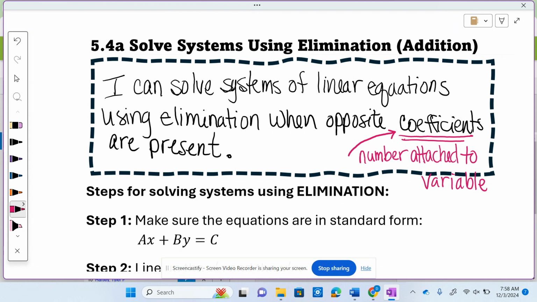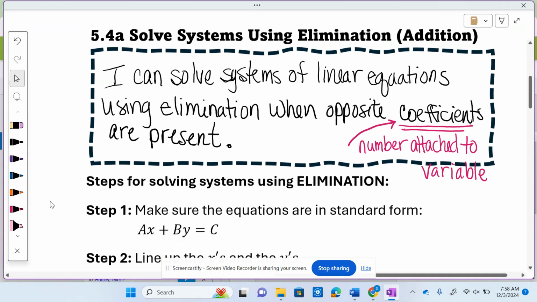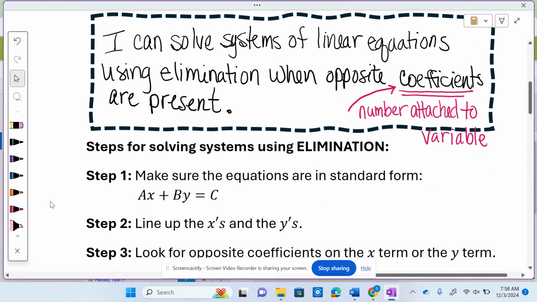All right. So the steps for using elimination. Number 1, we want to make sure that those equations are written in standard form. Standard form. Ax plus By equals C. And then you want to make sure that you line up your x's and your y's. You're going to stack the equations right on top of each other. And then look for opposite coefficients in the x term or the y term.